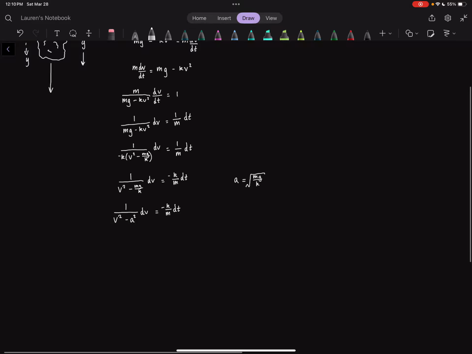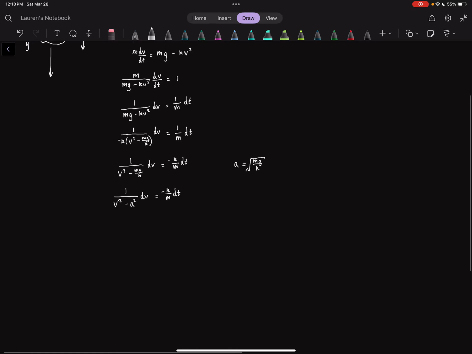All right, so we've separated our equation, and now we can integrate both sides. We're going to integrate the left, and we're going to integrate the right to solve. And in fact, this minus k over m can come outside the integral, so we can just kick it over there like this. And what we have on the left is a situation of partial fractions.